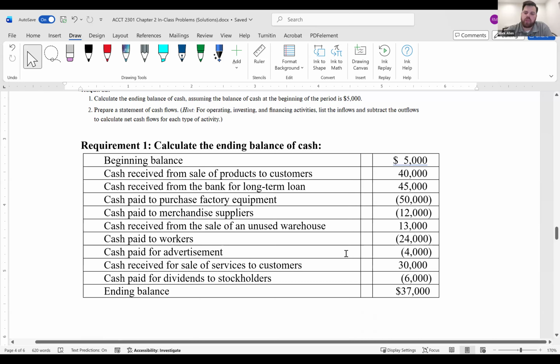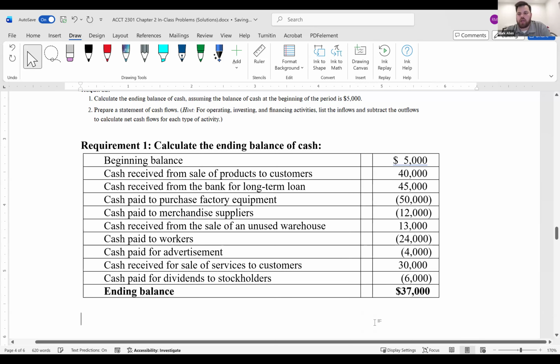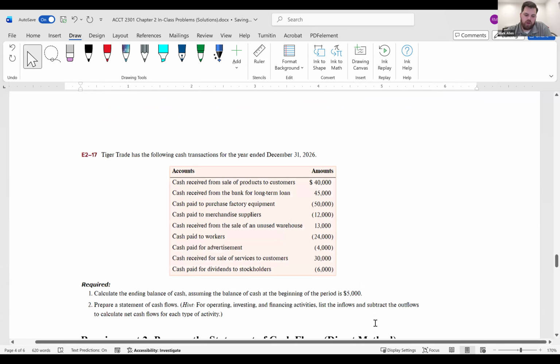So we're just going through. If we had a positive number, we add it to the 5,000. If we had a negative number, we subtract it. And when we do all of that, we come out to an ending balance here of $37,000. All right, easy enough. We'll go ahead and move on then.